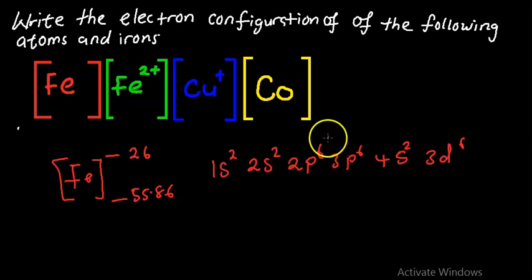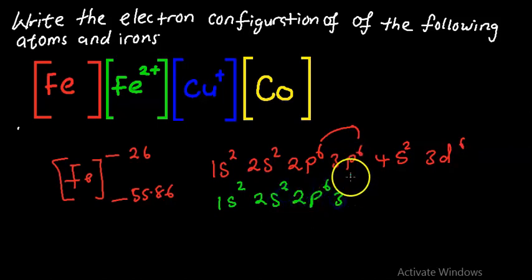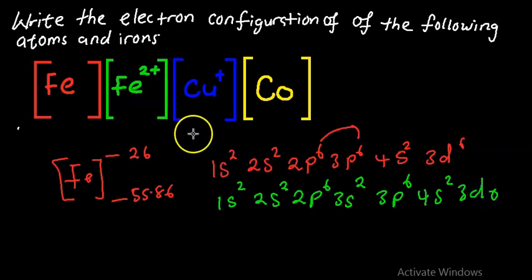So let's continue. No, let's write this again. The electronic configuration for iron is going to be 1s2, 2s2, 2p6, 3s2, then 3p6, before 4s2, then the last one is 3d6, and this is the correct one.